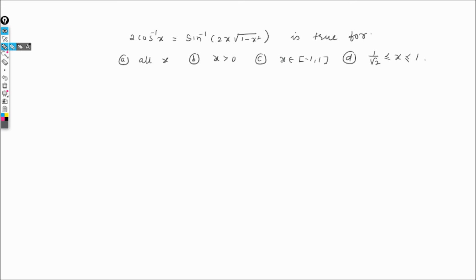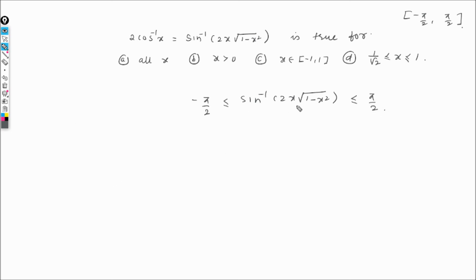So let us understand one more important question, bachcho. 2 cos inverse x is equal to sin inverse of 2x under square root 1 minus x square. Okay, so let us see here. We can say that the principal value branch of the sin inverse function is the closed interval minus pi by 2 to pi by 2. So I can write minus pi by 2 is less than or equal to sin inverse of 2x into under square root 1 minus x square is less than or equal to pi by 2.